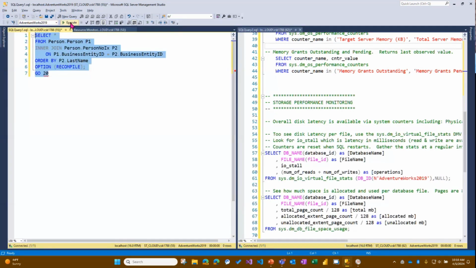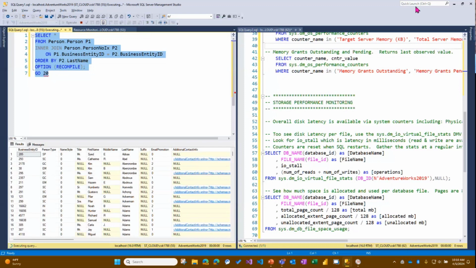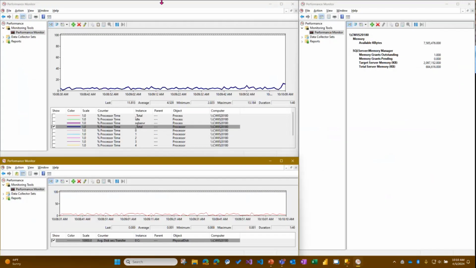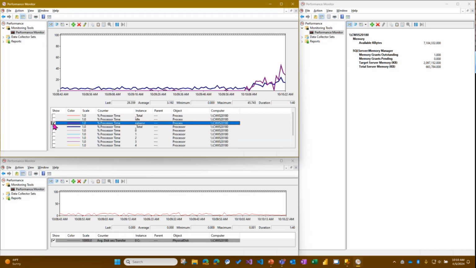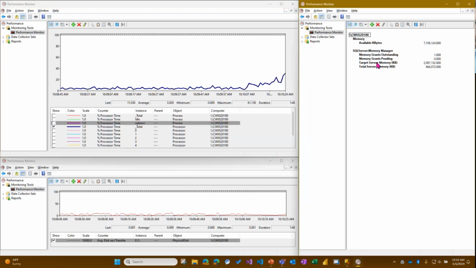Let's start our query, and this is going to run 20 times. Let's go look at our performance counters while that's happening. We can see that our processor has increased a little bit, not a lot, but there's some activity. If we look at the SQL Server process, we can see that it is busy doing something. I mean, we know what it is.